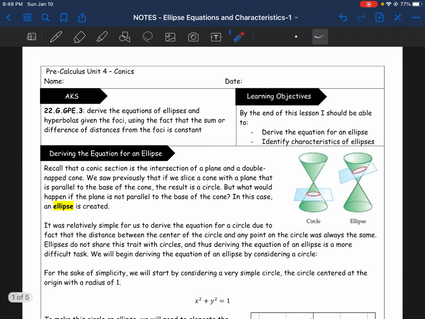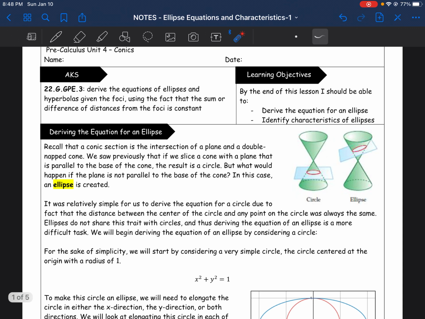So, recall previously that a conic section is an intersection of a plane and a double-napped cone. And we saw previously that if we slice a cone with a plane that is parallel to the base of the cone, that we get a circle. And you can see that here in this very first image. Plane is parallel to the base of the cone. When we slice through, we get a circle.